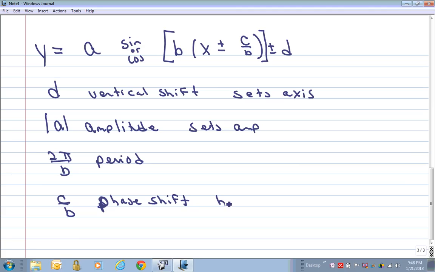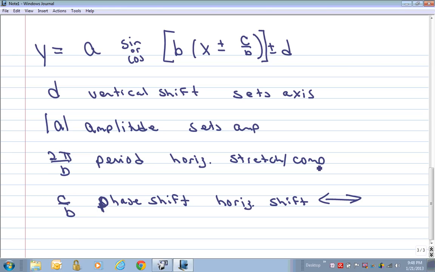Which is really your horizontal shift, left to right. Your period, which is really your horizontal stretch or compress. And again, we've talked about that. We did some classwork yesterday. You're probably pretty good, but this is just a review for you.